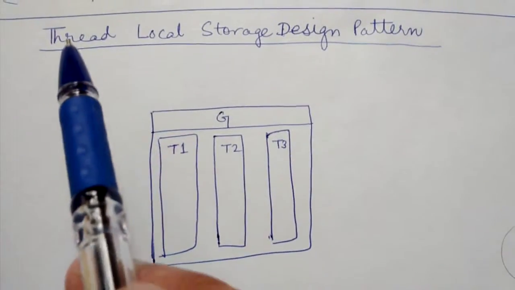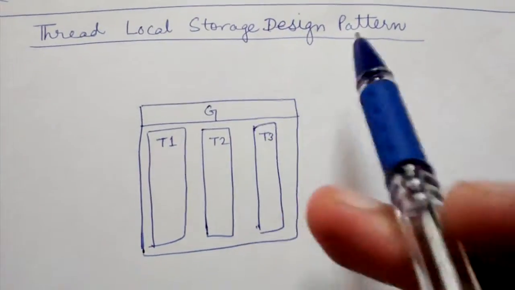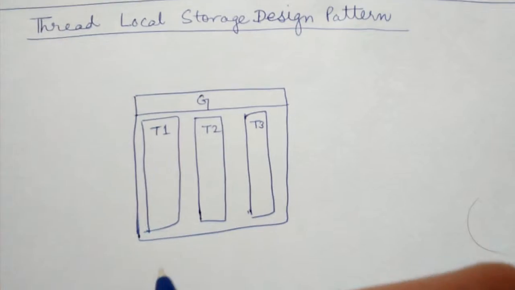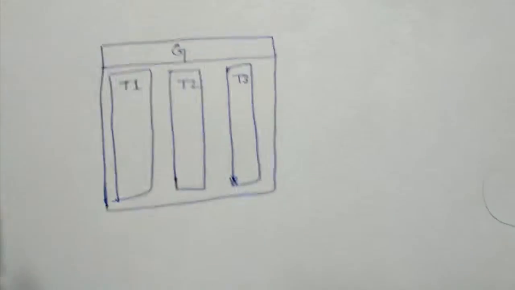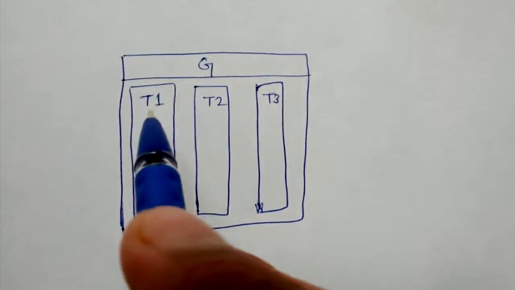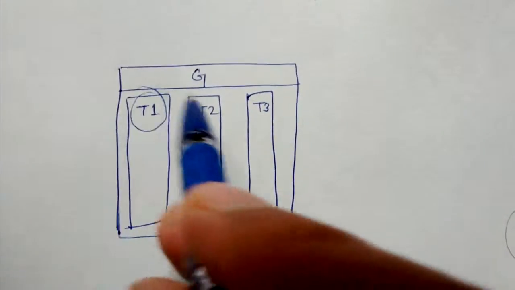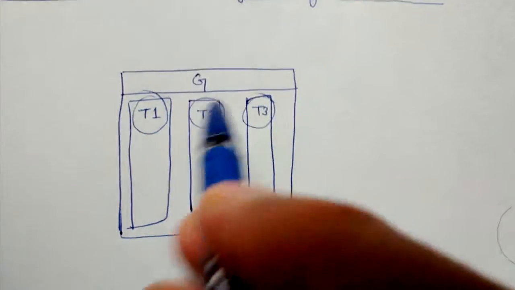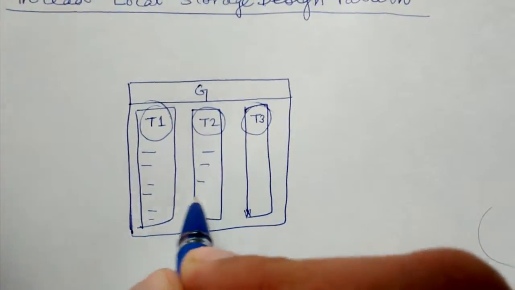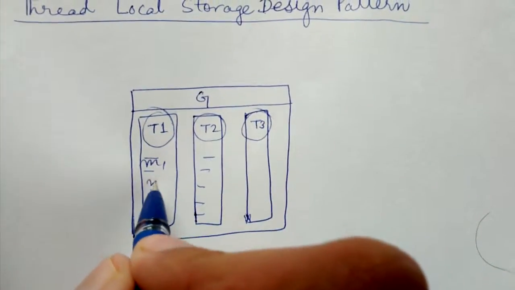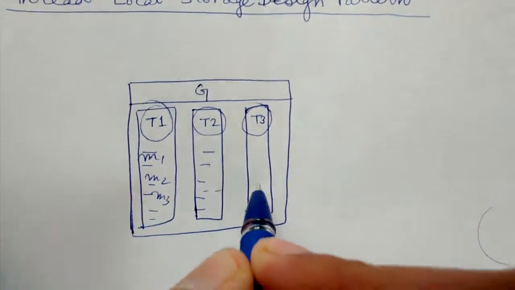We will be very briefly looking at the thread local storage design pattern. So let's assume a program where, let's say, there are 3 different threads, and each of these threads has some methods. Let's say m1, m2, m3 are the methods used here, and so on.